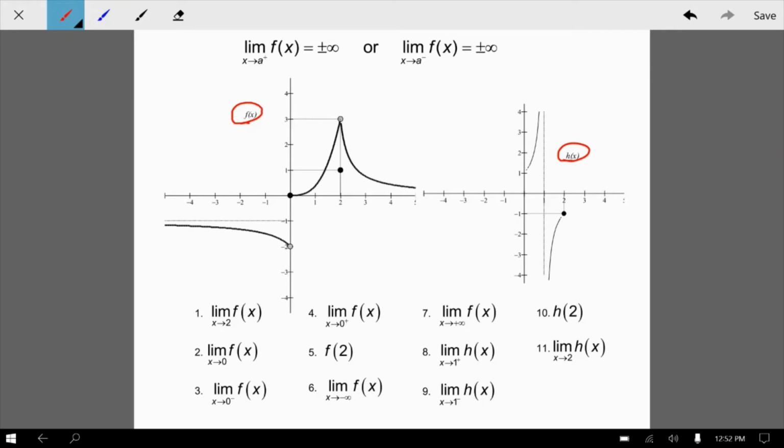So what I'd like for you to do is take a minute, pause the video, and see if you can solve out all of these limits and function values that they ask you for.